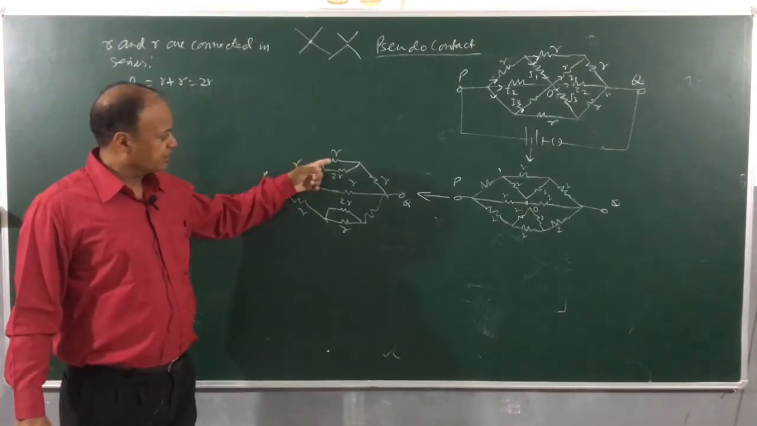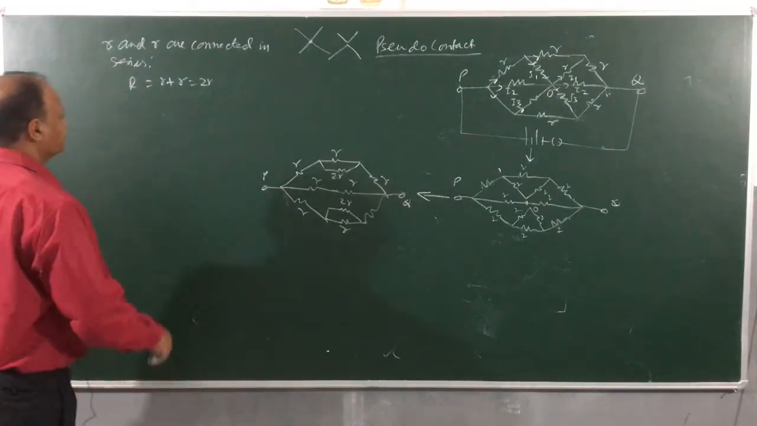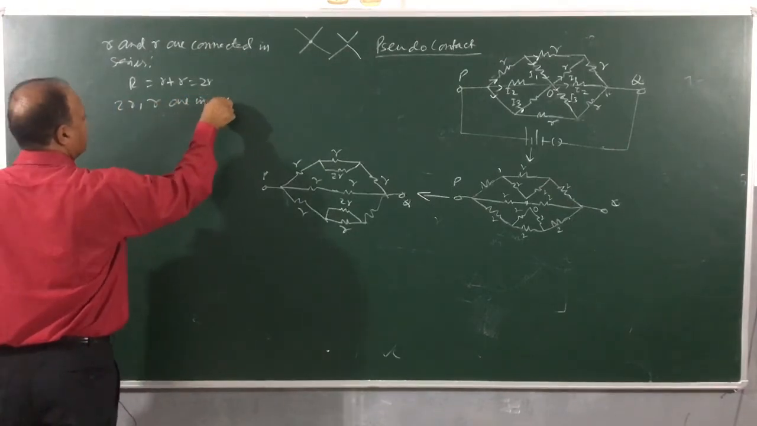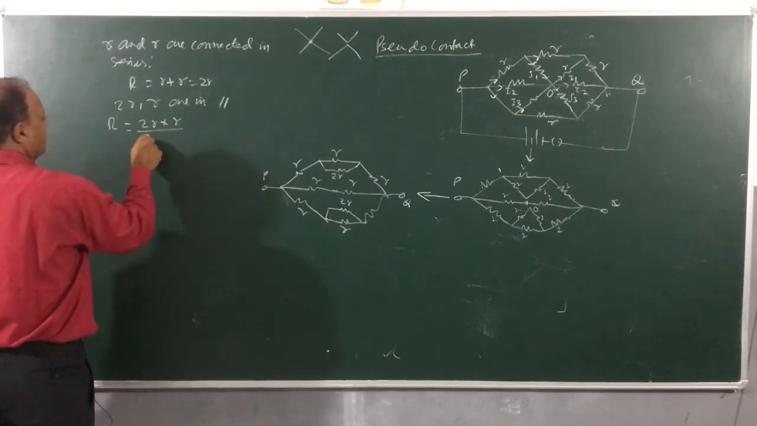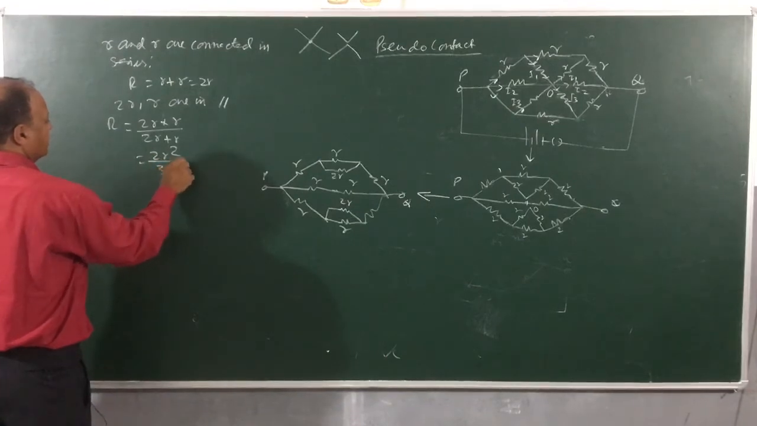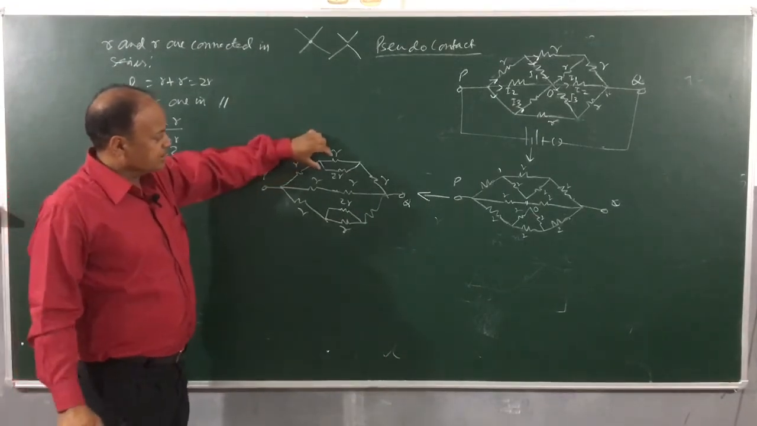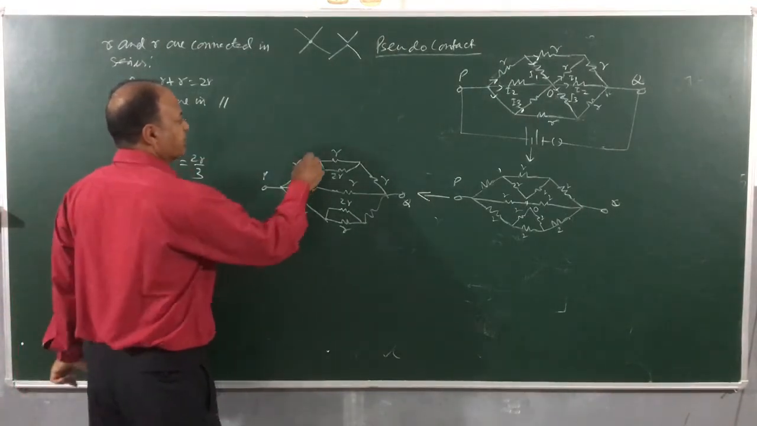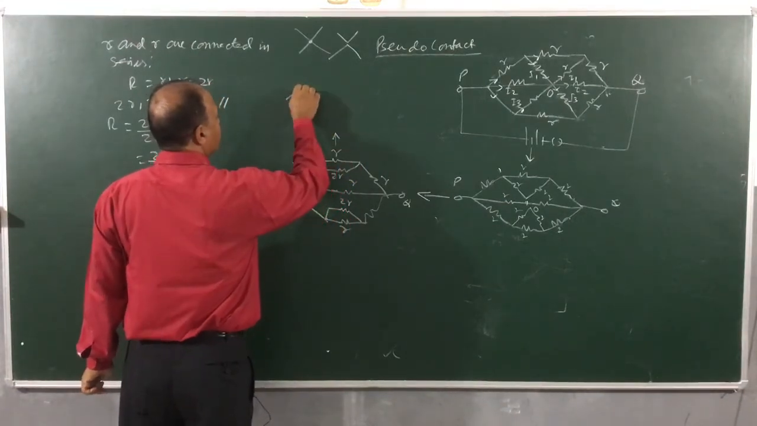This 2R and R, how are they connected? In parallel. So I will say 2R and R are in parallel combination. So R will be how much, children? 2R into R divided by 2R plus R. 2R square divided by 3R. So it will be 2R by 3. That means the resultant out here is how much? 2R by 3. So if we simplify, the circuit becomes something like this.